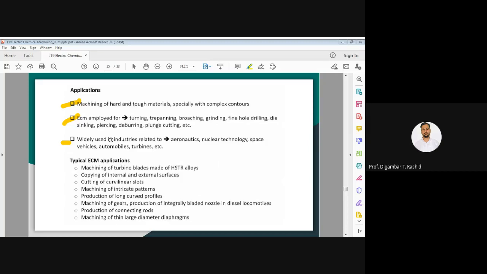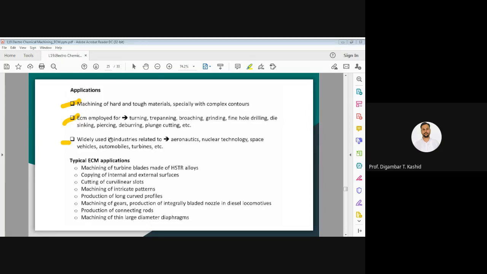It is also used for machining very complex contours on the workpiece surface, which is not possible with other conventional machining processes. ECM can be used for turning, trepanning, broaching, grinding, fine hole drilling, die sinking, piercing, and deburring operations. All these kinds of operations are possible using the ECM technique.